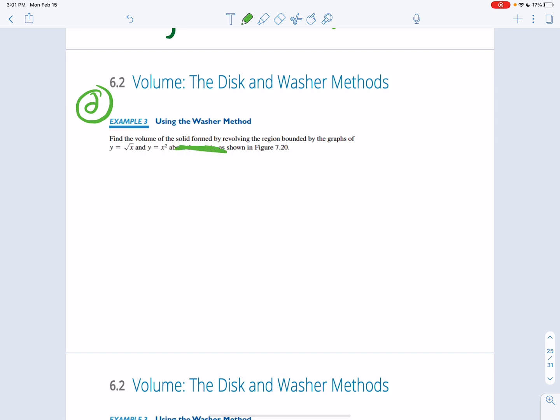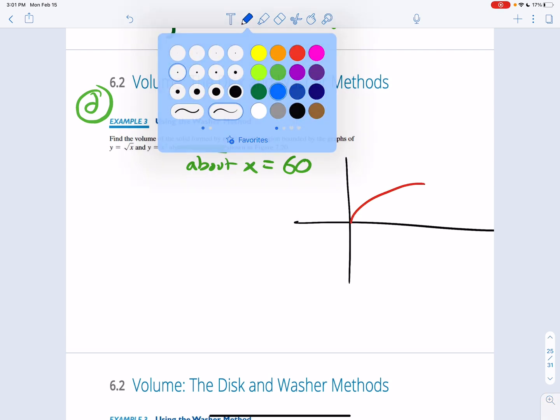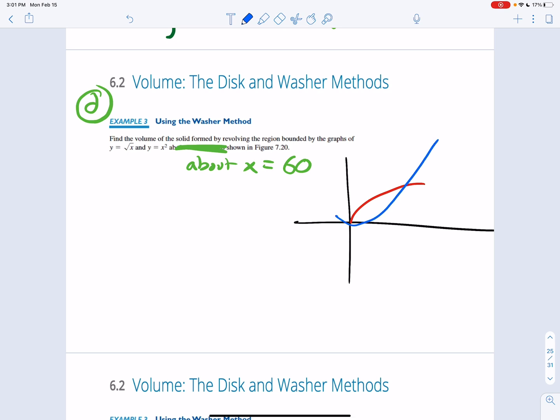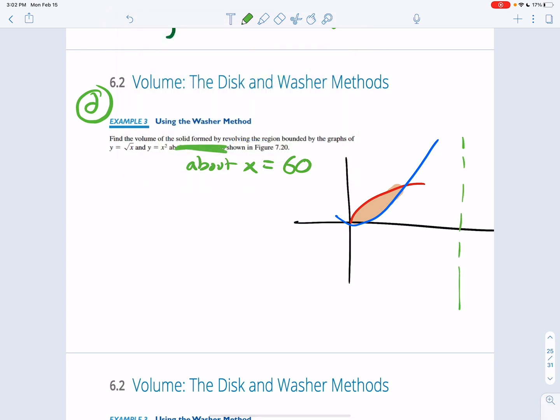Okay, same two functions, except now we're going to rotate about x equals 60. Okay, x equals 60. All right, we draw our picture. Here we go. We have our hook. We have our parabola. Right? We still have that leaf shape. But x equals 60 is actually a vertical line at 60, so somewhere over here. X equals 60. And that is where we will be revolving this.